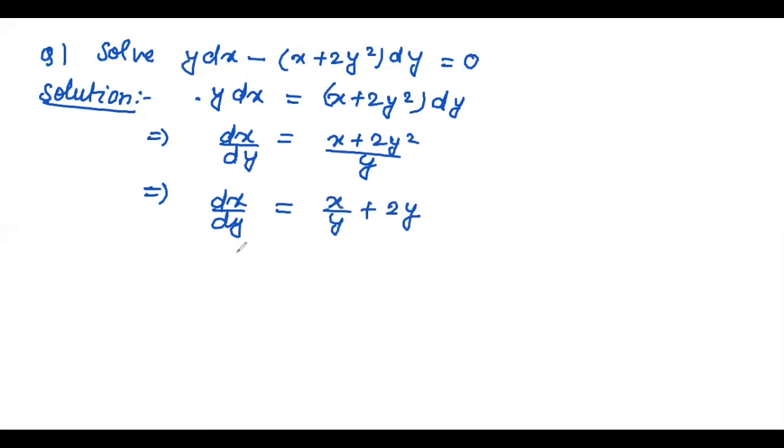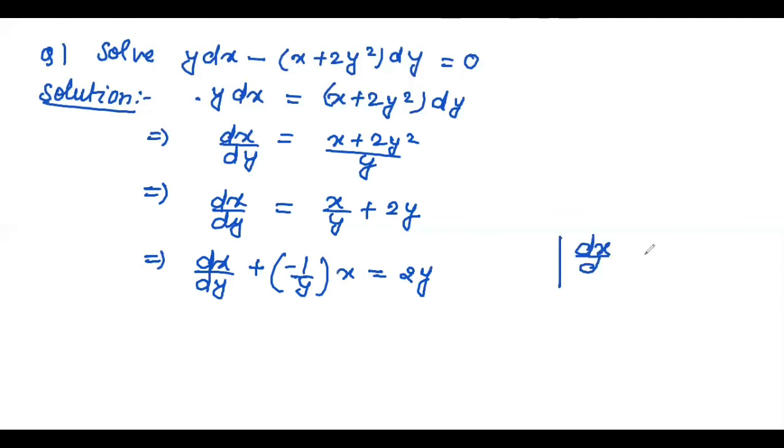So finally here we can write dx by dy minus 1 by y into x equals to 2y. So here this is the form. We were having the form dx by dy plus px equals to q, where p and q are functions of y or constants. So here p, we are getting that is minus 1 by y, and q we have that is 2y. Now we'll find out the integrating factor.